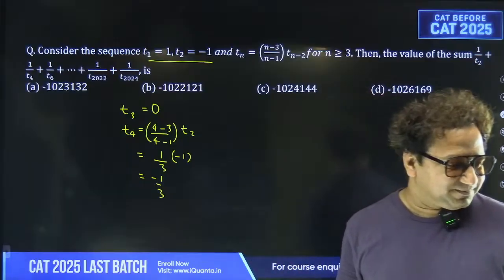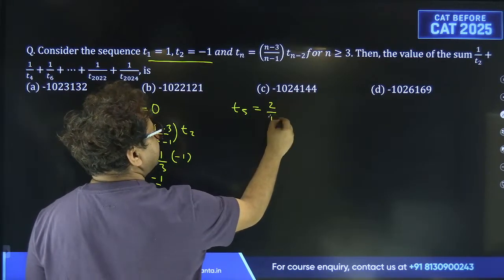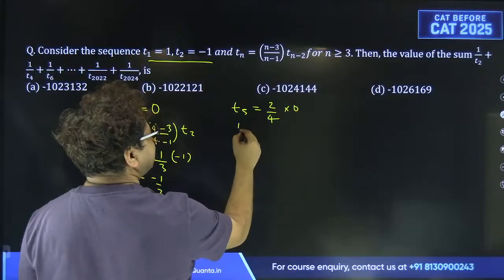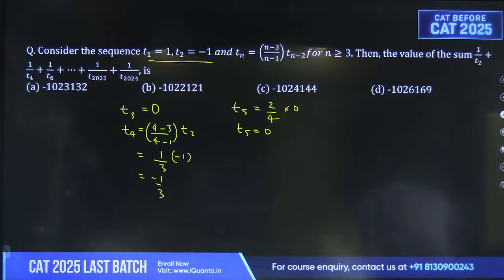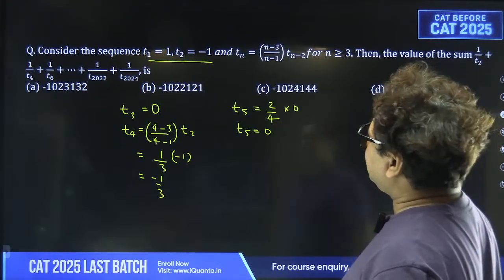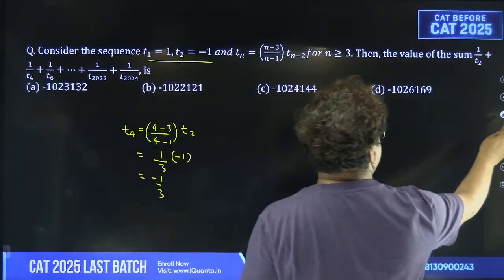Okay, this was done in the live class. Then we have T5. Let's put 5. 5 minus 3 is 2 upon 4. T3 is 0 here. T5 is 0. Right. Is this right? Okay, we need to find 1 by T2 plus 1 by T4 plus 1 by T6. I think there's no need to calculate T5, nor T3. Directly we calculate the even numbers.